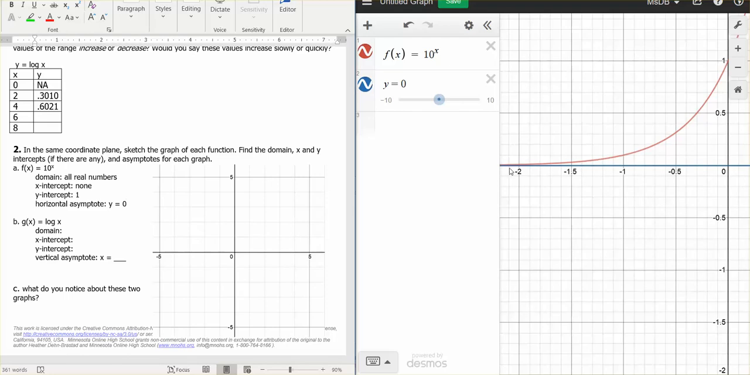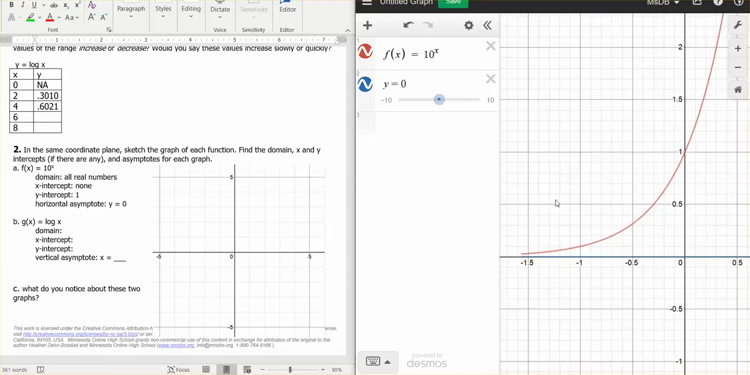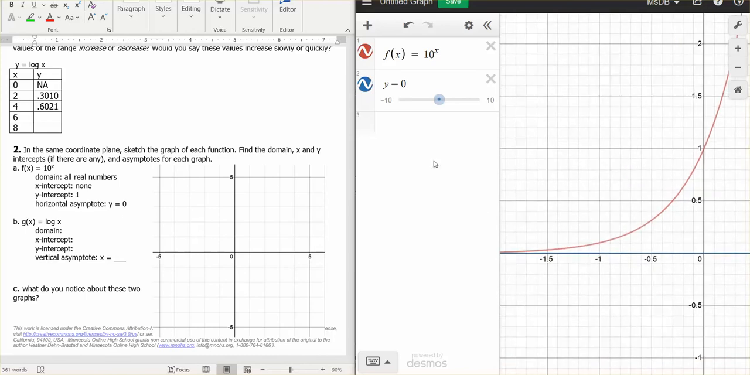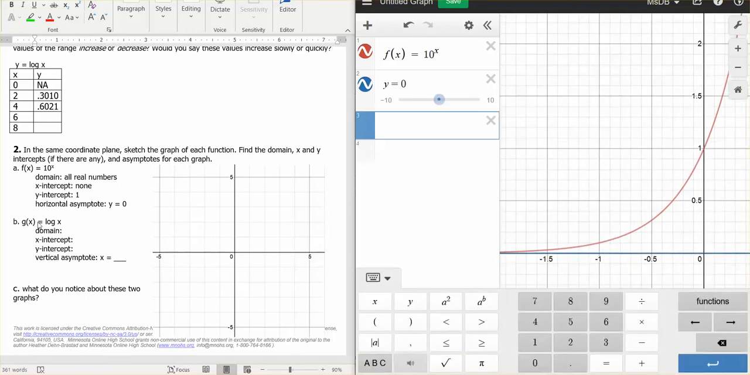Y equals 0 is the line that this graph on the left gets close to but never touches and never crosses. So now that's one of my graphs, and it says on the same coordinate system, now graph this one: g of x equals log of x. Just type log of x.